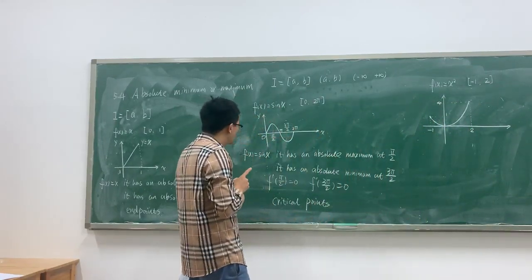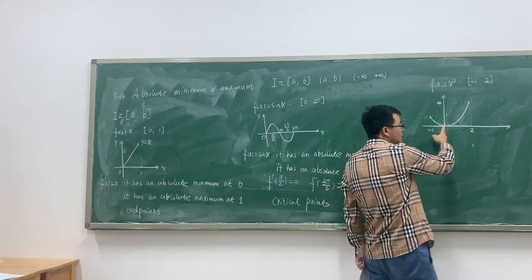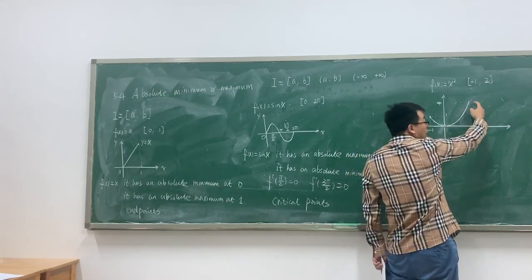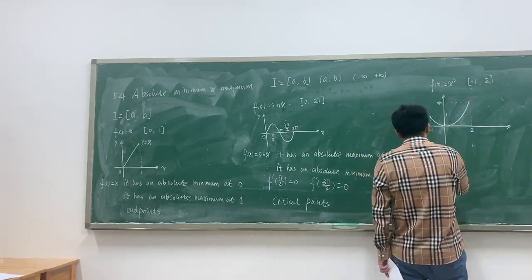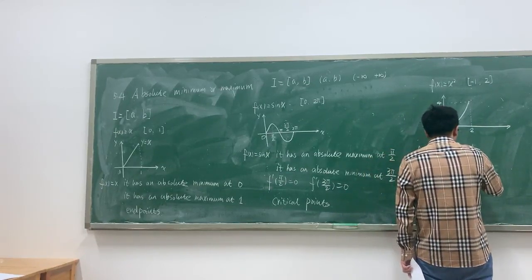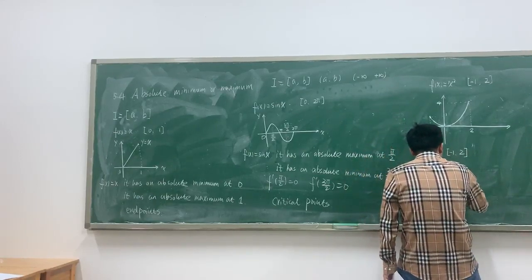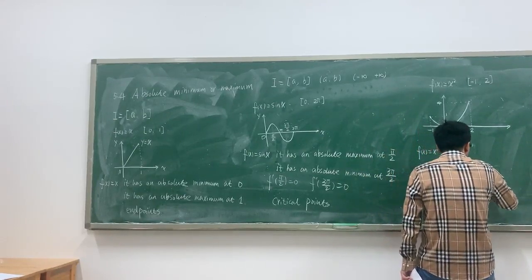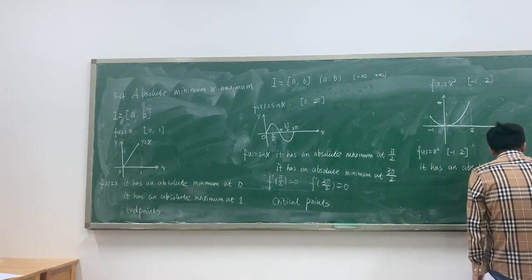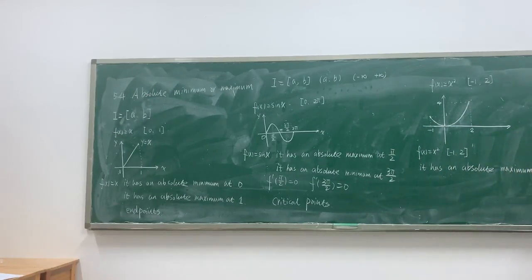Now for this function, the minimum is here. The maximum is here. So for this function f(x) equal to x squared in the interval -1 to 2, this function has an absolute maximum at 2, this point.